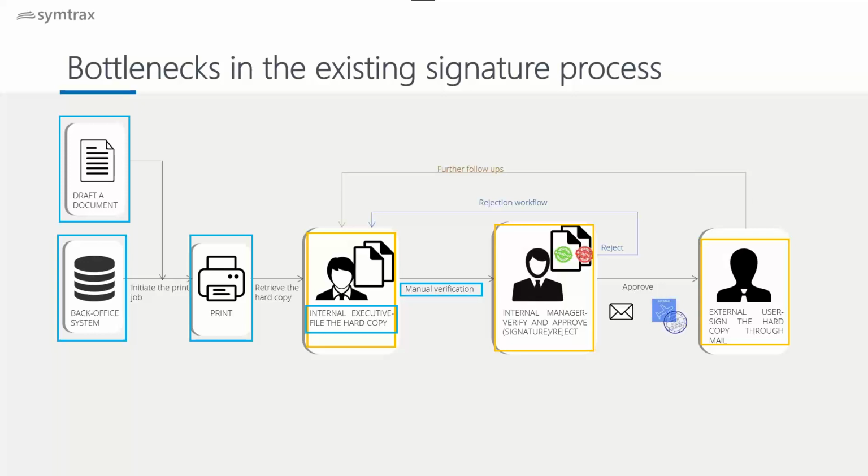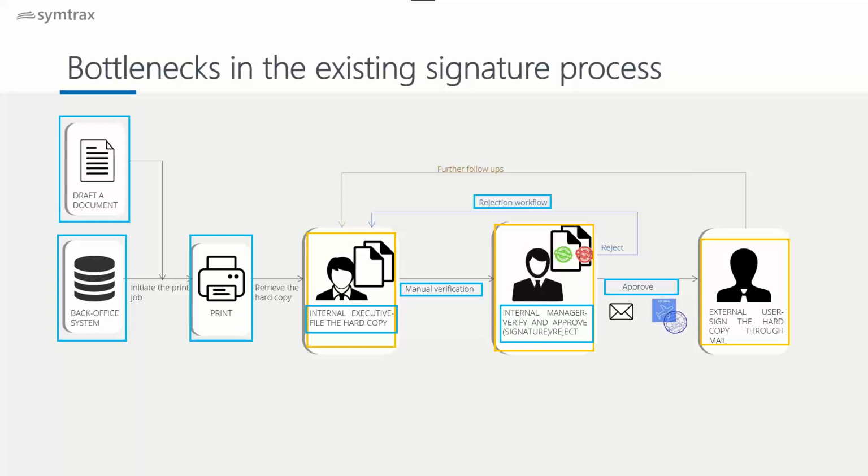And the manager, if he's aware of that particular file waiting at his desk, he will just go through that and he will either approve it or reject it. So if it's a rejection workflow, the internal executive again needs to edit that document, and or he needs to draft a new document or retrieve the correct document from the back office system, and the whole process continues.